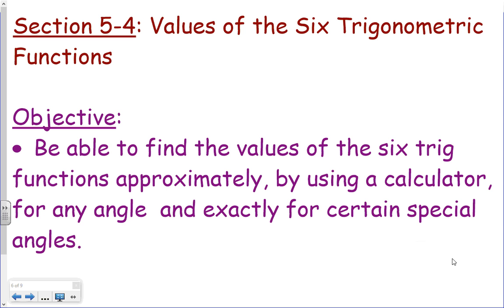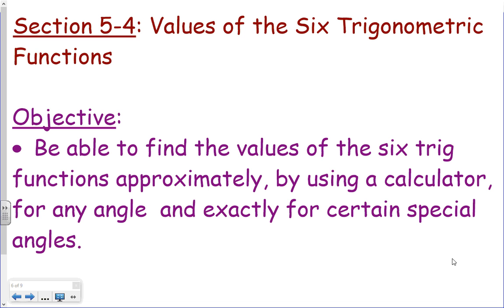All right, open up your book to section 5-4. We're on page 261 in your book. The title of this section is the values of the 6 trig functions. Our objective here is to be able to find the value of the 6 trig functions approximately by using a calculator for any angle and exactly for certain special angles.